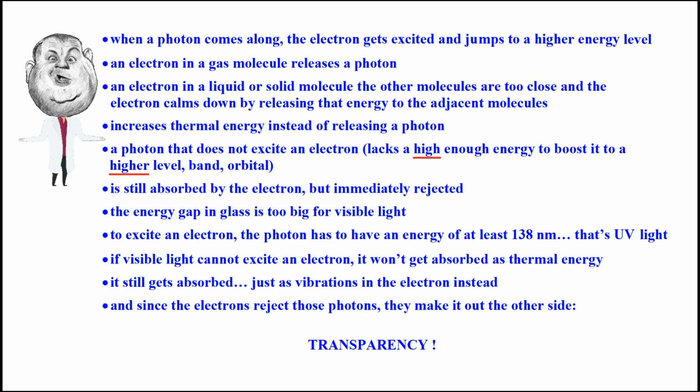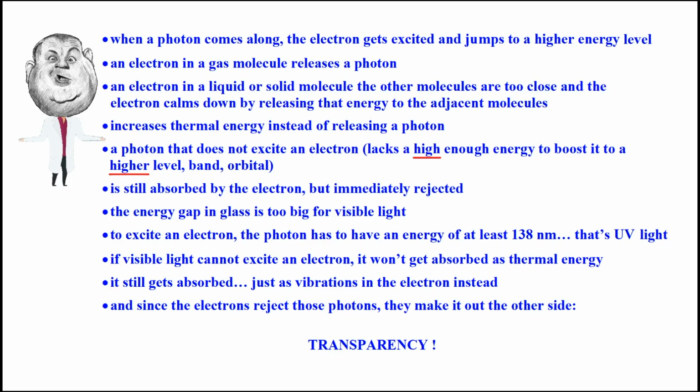This is a starting point, okay? An electron in a gas molecule releases a photon. So it receives and releases. Okay, we got it. An electron in a liquid or solid molecule, the other molecules are too close, and the electron calms down by releasing that energy to the adjacent molecules. In other words, if the electron absorbs the photon, then it's going to use that to shake the other molecules that are elbow to elbow with it. This increases the thermal energy instead of releasing a photon. So he's saying now it's absorbed, but instead of releasing the photon, it uses this energy to do some thermal stuff. It's going to shake the atoms and molecules that are next to it. Okay, it's still absorbed by the electron, but immediately rejected.